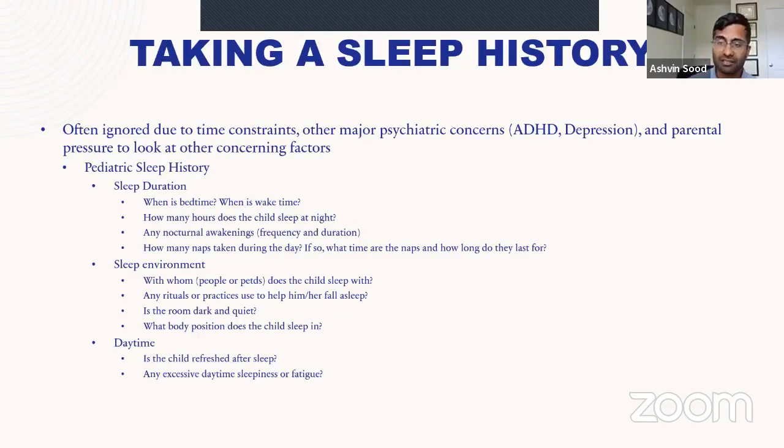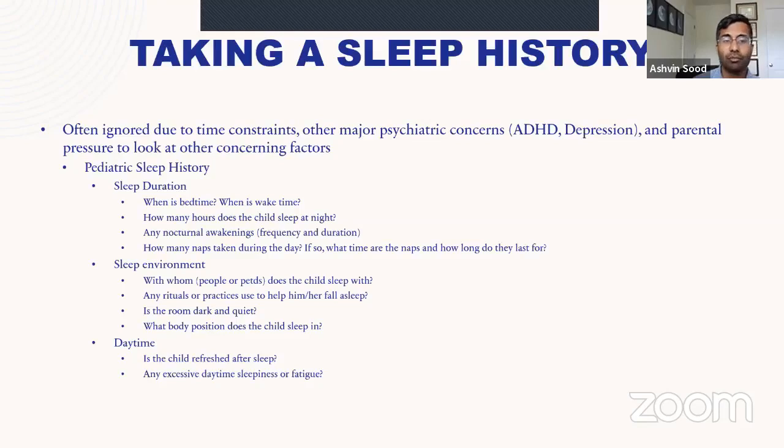How many hours does the child sleep? Do they sleep a ton, or do they sleep kind of broken up? Any nocturnal awakenings, like waking up often or for a longer time? How many naps are they taking during the day? And if so, what time are the naps and how long do they last for?